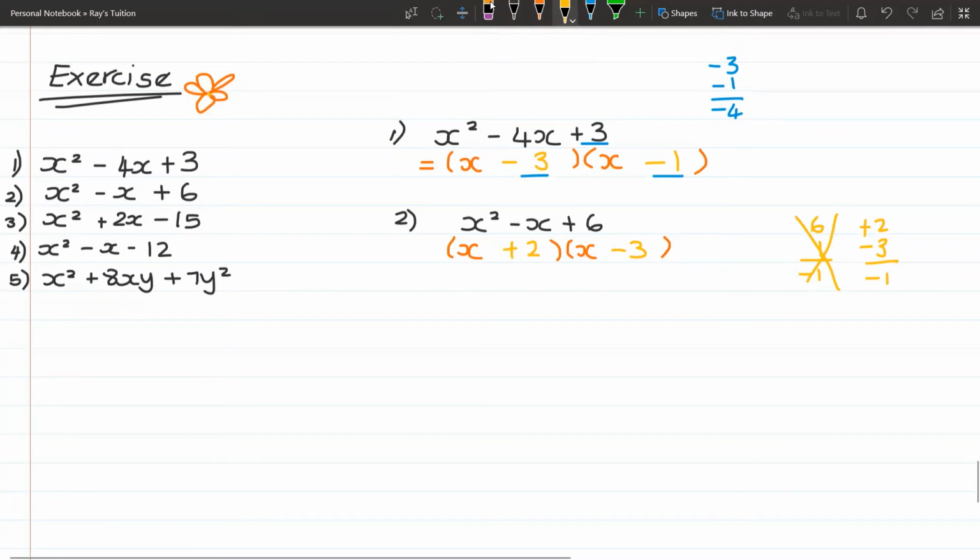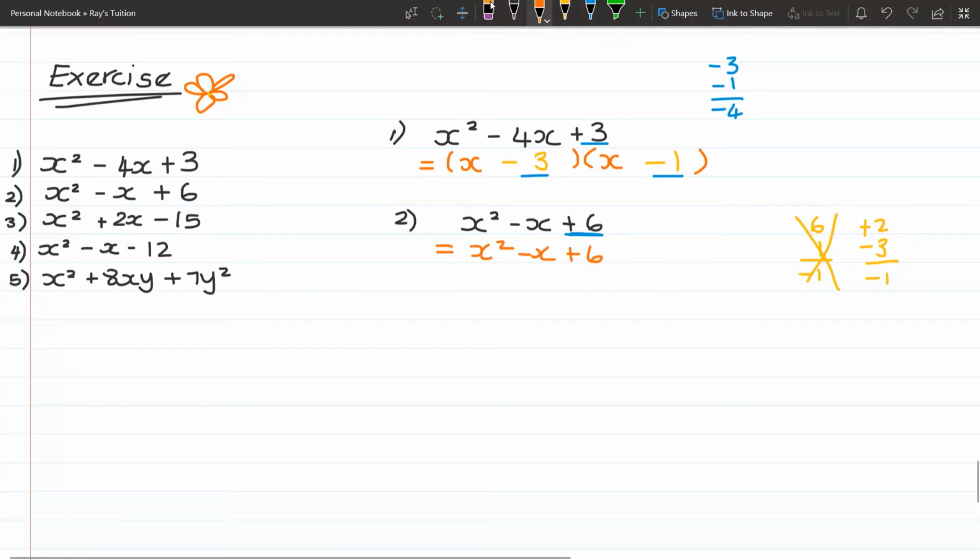So then having a look at our check, we have here that positive 2 times minus 3 is not positive 6. So here on our check, it does not meet that because a positive times a negative is not a positive. So this here has no factors because we've tried it and there are no factors. So this cannot be factorized further. So we'll leave it as x squared minus x plus 6.